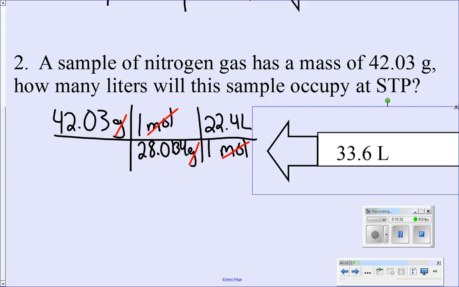And that is all for liter and mole conversions.